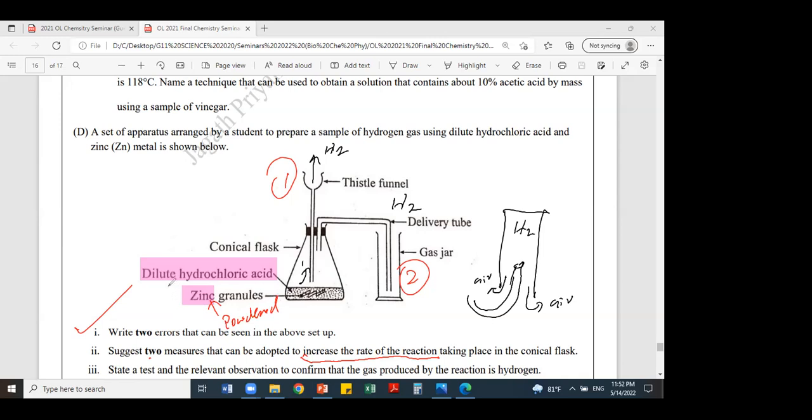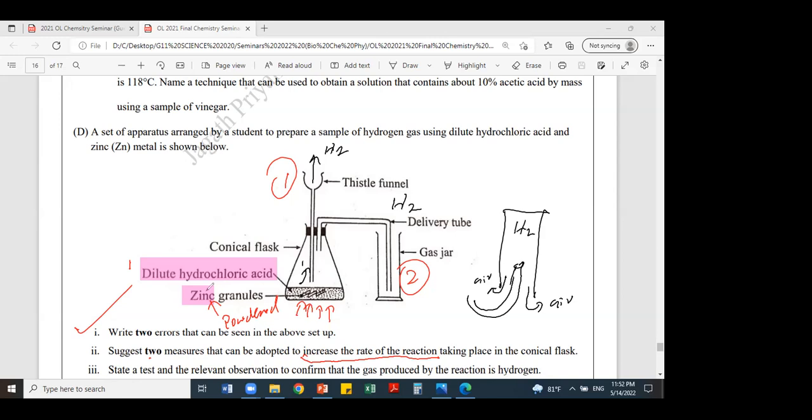Second method of increasing the rate, you can increase the concentration of hydrochloric acid, or increase the surface area of zinc granules. How to increase the surface area of zinc? By converting it into the powdered form. If someone writes increasing the temperature, if you are heating, the reaction rate will also increase.